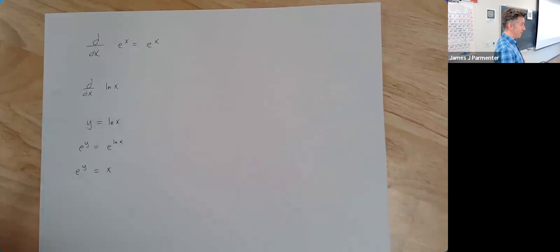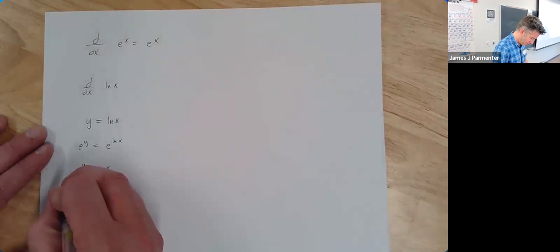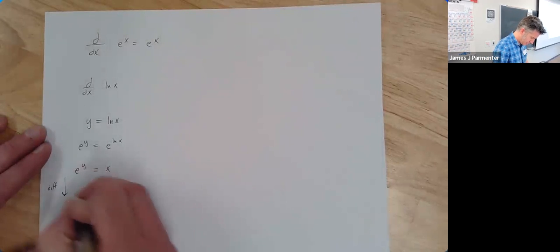Right, e to the stuff times the derivative of the stuff. Just like the derivative of e to the x is e to the x, the derivative of e to the stuff is e to the stuff times the derivative of the stuff.